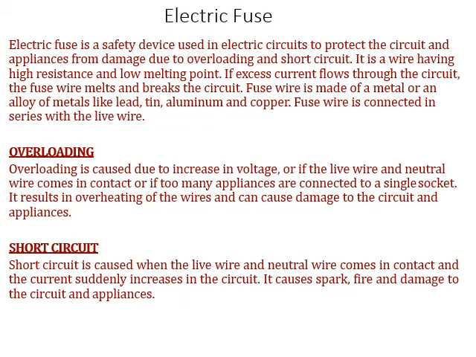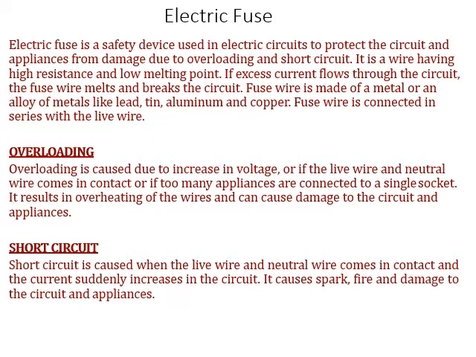Electric fuse. An electric fuse is a safety device used in electric circuits to protect the circuit and appliances from damage due to overloading and short circuit. It is a wire having high resistance and low melting point. If excess current flows through the circuit, the fuse wire melts and breaks the circuit. Fuse wire is made of metals or alloys of metals like lead, tin, aluminium and copper. Fuse wire is connected in series with the live wire.